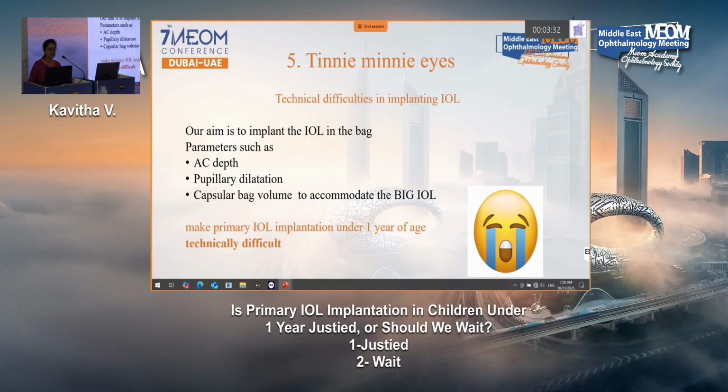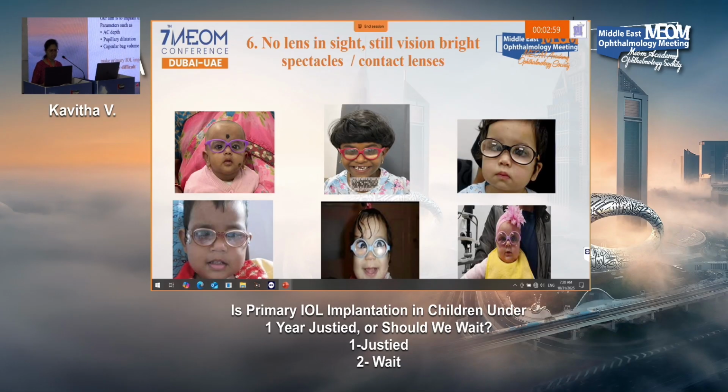The fifth is the technical difficulties in these teeny mini eyes, whether it is really feasible to implant. Our aim should be to implant the IOL in the bag, and parameters like AC depth, pupillary dilatation, and capsular bag volume to accommodate this big IOL are something that we need to consider. So is it justified? It is better that we don't implant at all if we are not aware what exactly we are looking at. I think it is better to defer it. Primary IOL implantation under 1 year of age is definitely technically difficult.